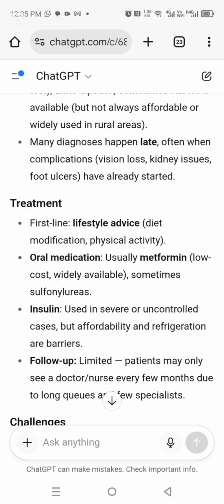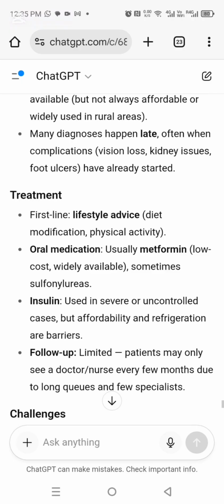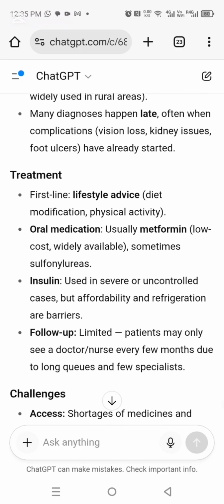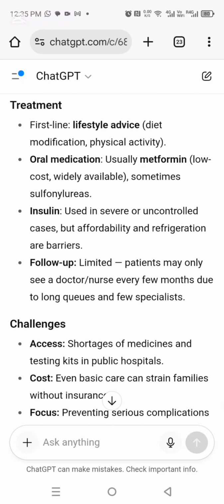So treatment: first line is lifestyle advice, diet modification, physical activity. Oral medication, usually metformin, low cost, widely available, sometimes sulfonylureas. Insulin is used in severe or uncontrolled cases, but affordability and refrigeration are barriers.